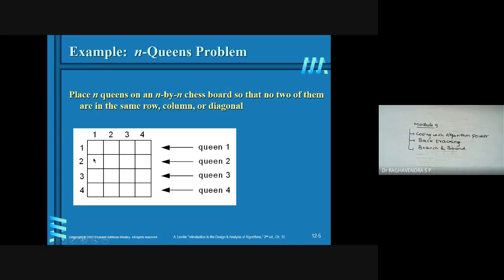I cannot place another queen in the same column, and I cannot place the queen in the same diagonal also. I cannot place the queen here also. It means if you place a queen in a given box, you cannot place another queen in the same column, same row, and diagonally also. So this is the challenging task. I have to place 4 queens on this board, but I cannot place 2 queens in the same column, same row, and diagonally also.